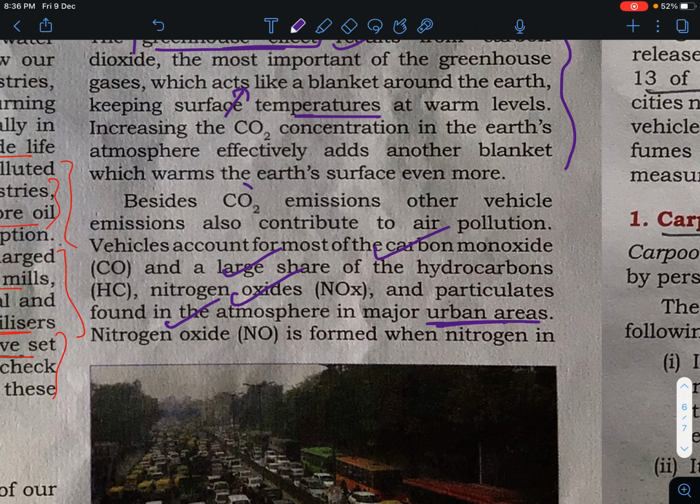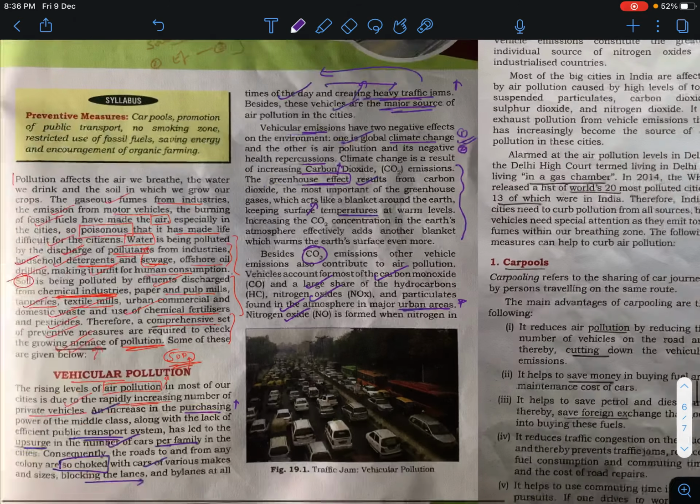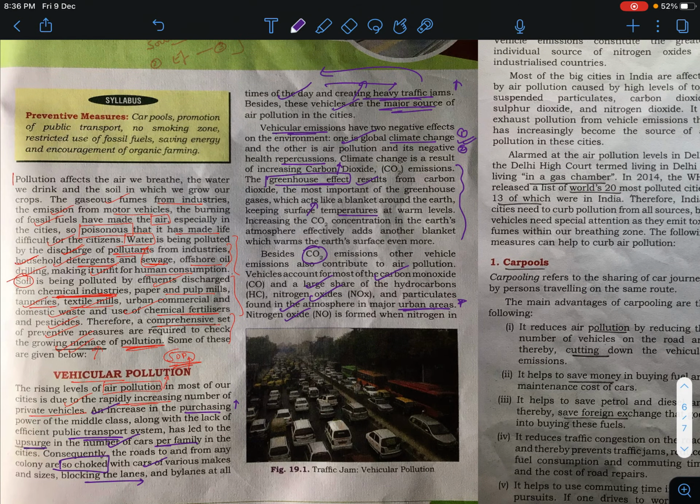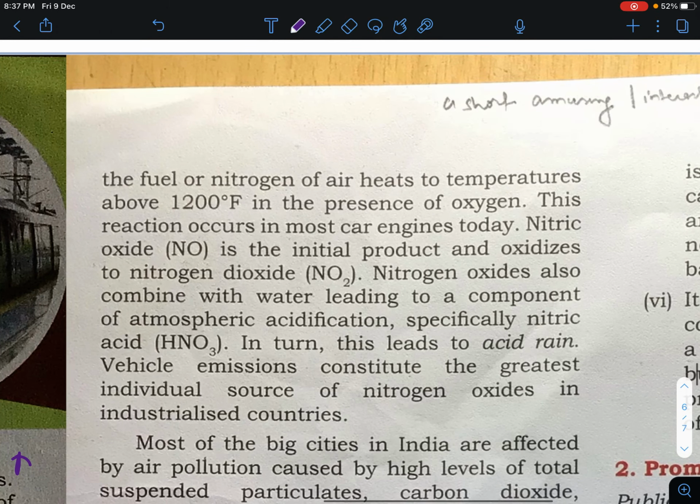Means along with carbon dioxide, vehicles also emit carbon monoxide, hydrocarbons, nitrogen oxides, and the particulates that are found in the atmosphere. These are the major sources. Now, nitrogen oxide is formed when nitrogen in the fuel or nitrogen of the air is heated to a temperature above a certain degree Celsius in the presence of oxygen.